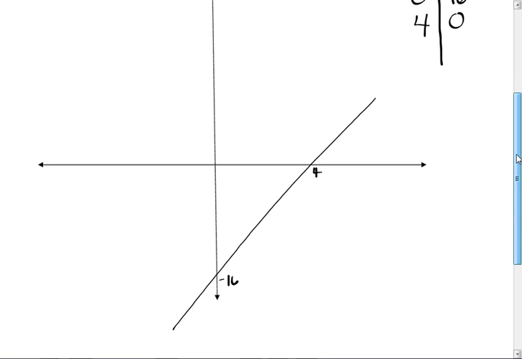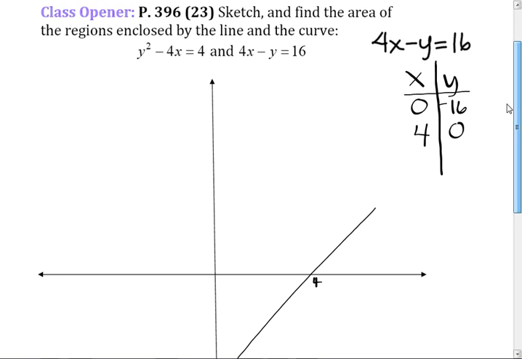Okay. Now, to do the next one, that one's not as easy. But you know what we're going to do? We're going to take the minus 4x and put it on the right side. I don't even have to do that, but I kind of like to do that.